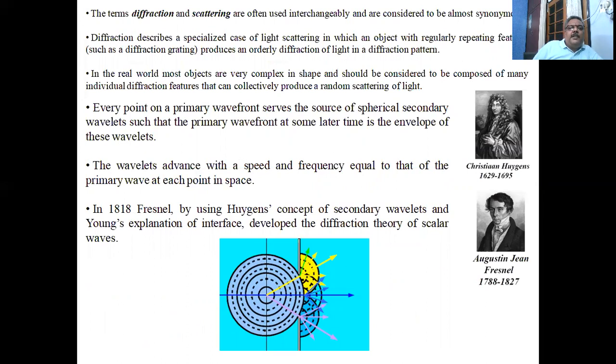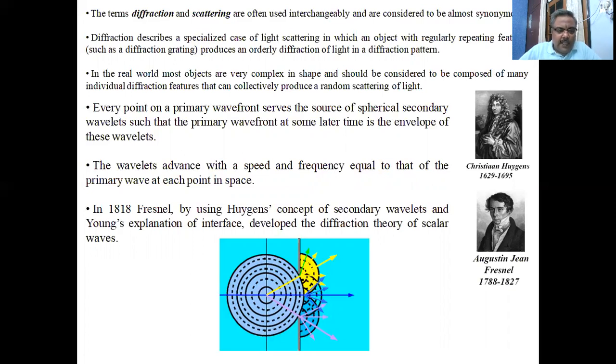The terms diffraction and scattering are also often confused. Diffraction describes a specialized case of light scattering in which an object with regularly repeating features produces an orderly diffraction of light in a diffraction pattern. In scattering, you need not have a definite pattern, but in diffraction, you will get a pattern. In the real world, most objects are very complex in shape and should be considered to be composed of individual diffraction features that can collectively produce a random scattering of light.